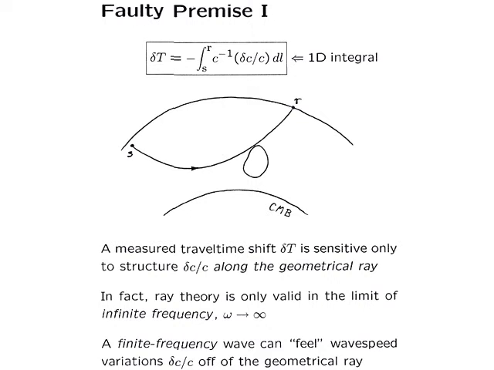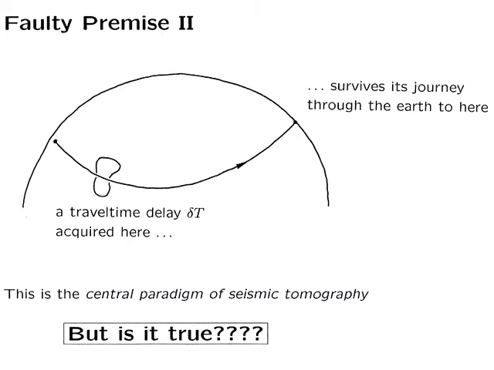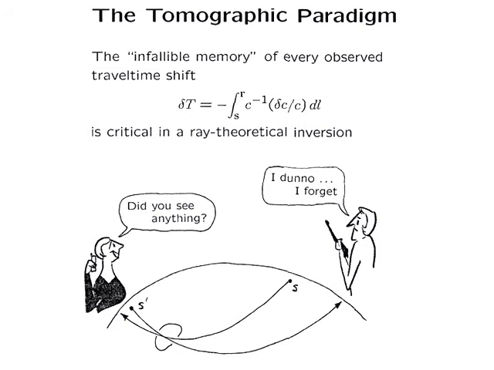The second thing that's wrong with it is a little more subtle. The premise of ray theory is that if you do go through a slow blob here and get slowed down a little bit, then by the time you come out over here and are recorded at a seismic station, you remember that you went through this slow blob here. My colleague at Princeton, Guust Nolet, calls this the central paradigm of seismic tomography, because it's really critical in inversions because of the way that you use these crossing ray paths in order to reconstruct your image.